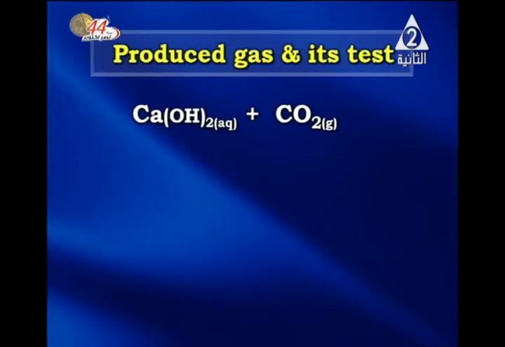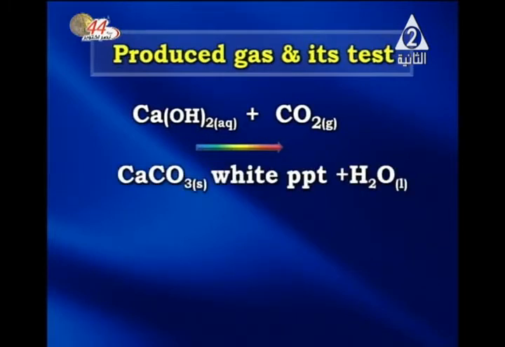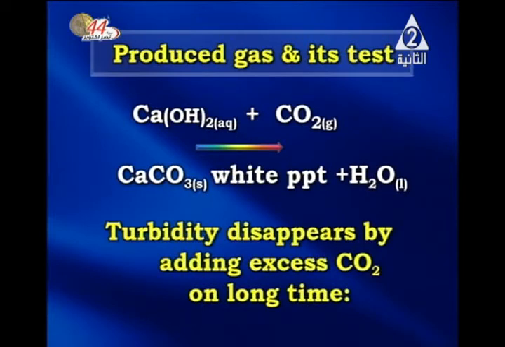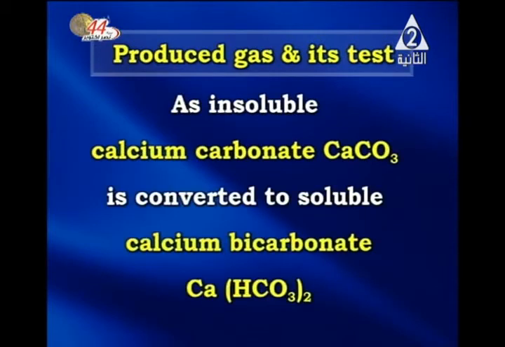Here, carbon dioxide reacts with lime water, which is calcium hydroxide, forming calcium carbonate, which is white precipitate, that causes turbidity of lime water. That turbidity disappears by adding excess carbon dioxide gas over a long time, as the insoluble calcium carbonate is converted to soluble calcium bicarbonate, which is Ca(HCO3)2.